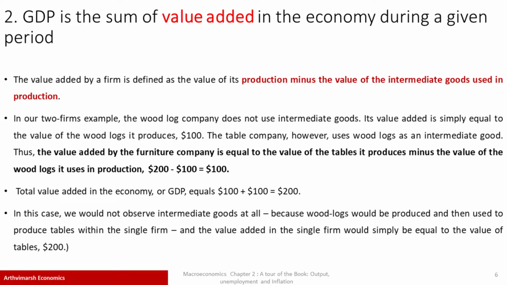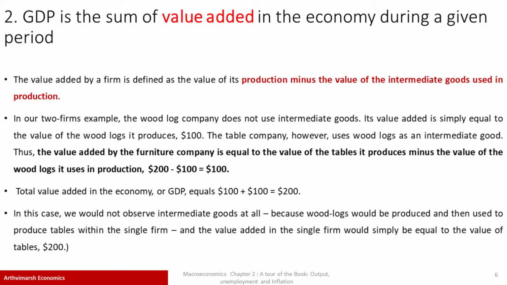The table manufacturing company, however, uses woodlogs as an intermediate good. So the value added by the furniture company is equal to the value of the tables it produces minus the value of wood which acts as an intermediary in this production of tables. So $200 minus $100, which gives $100. So total value added in the economy or GDP equals $100 from stage 1 when woodlogs were being produced, plus an additional $100 coming from the table manufacturing unit. So it equals 200 USD.